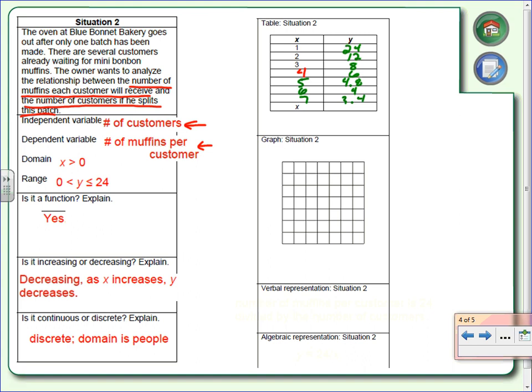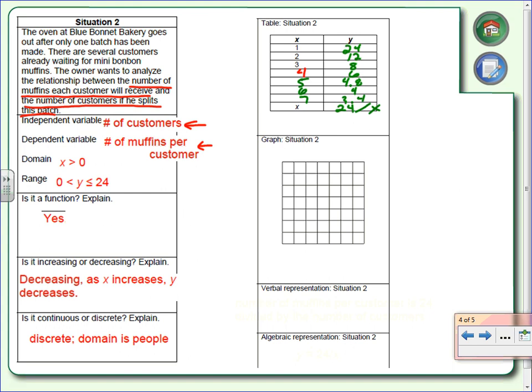Now, these y values, the 24, the 12, the 8, the 6, the 4, what exactly did we do to come up with those y values? We divided. What did we divide? We took 24 and divided it by 2. Then we divided it by 3. Then we divided it by 4, and so on. So all we're doing is taking the 24 muffins and dividing it by the x. So 24 divided by x is what we have this time.